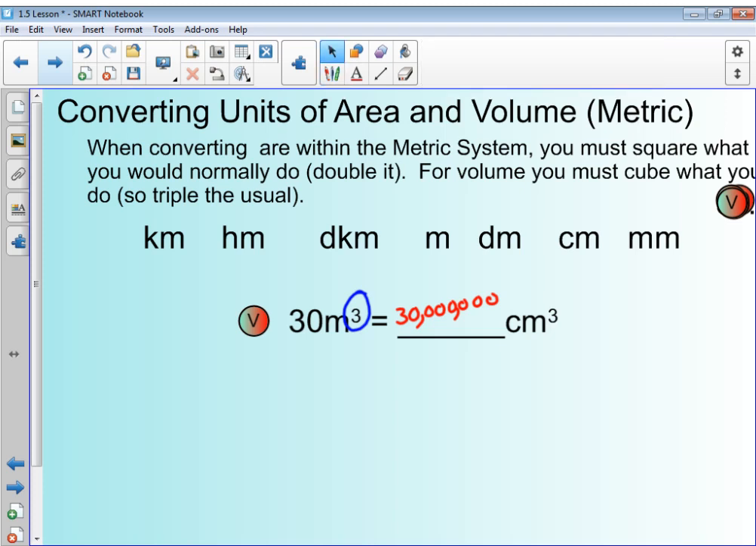Okay, so that's it for this part of the lesson. I did choose to go ahead and put our units conversions of rates as a separate video, so you can check on that. It'll be a part 3 of 1.5. Good luck on this, guys.